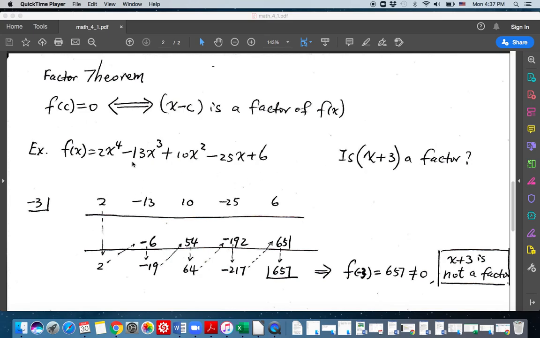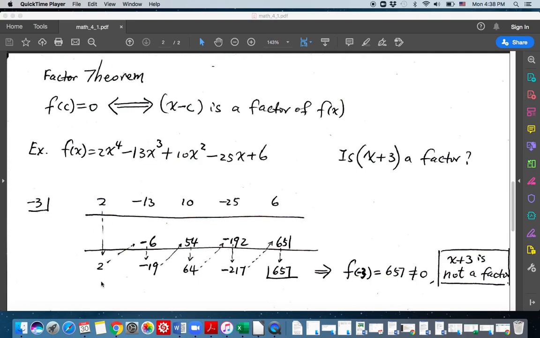So write down the coefficients in decreasing order for the degree of the variable x. It's going to be 2, negative 13, 10, negative 25, 6. There's no missing power, so we don't have to worry about putting down 0 as a placeholder. Okay. In a little box, you enclose the 0 of the divisor. In this case, the divisor is x plus 3, so the 0 is negative 3. So we put negative 3 inside this little box and then start the synthetic division.